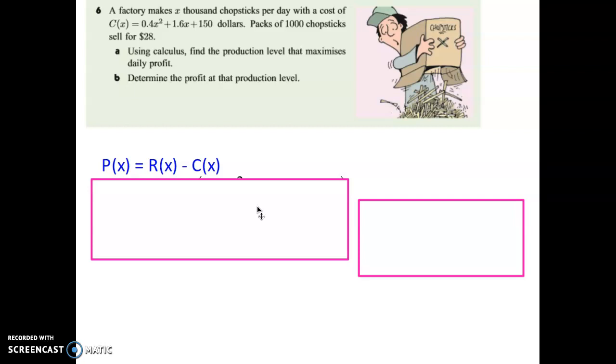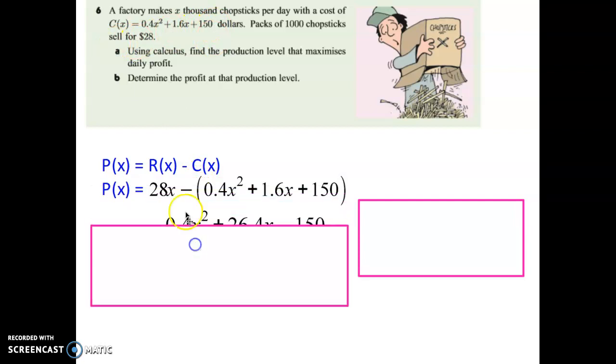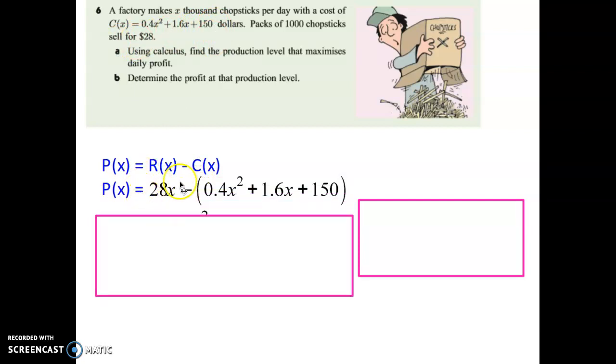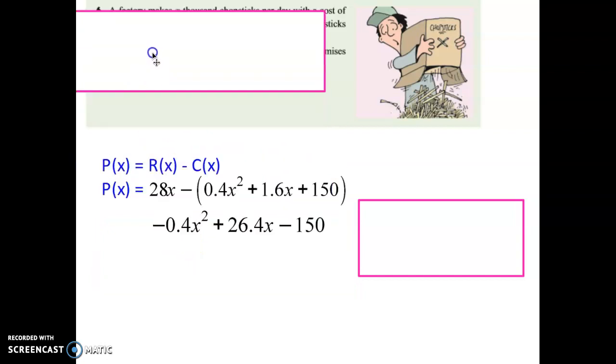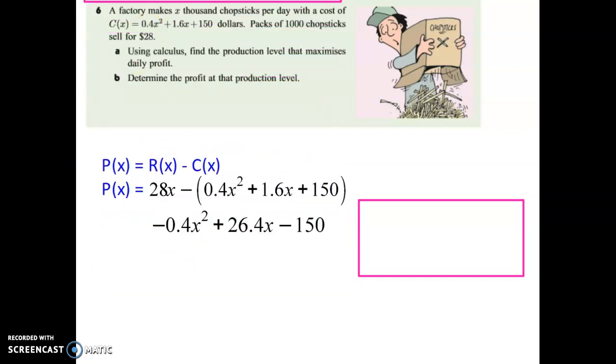So revenue. Well, they tell us that each pack of 1,000 chopsticks sells for $28. That's where my revenue is going to come from. And then the cost is here. That's the cost, and x standing for 1,000 chopsticks. So you can see that the revenue is here, $28 for every 1,000 that you sell, and we're going to subtract the cost. Anytime you do this kind of thing, it's important that your cost function is in parentheses so that you can distribute your negative, combine like terms, and we're going to end up with this.